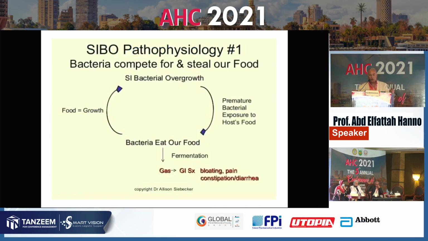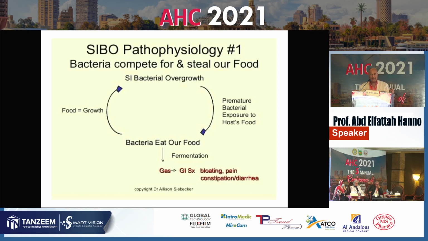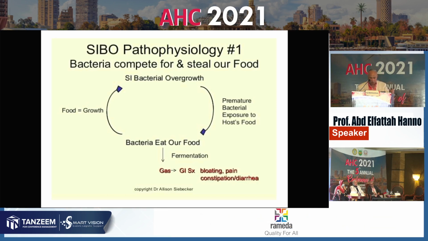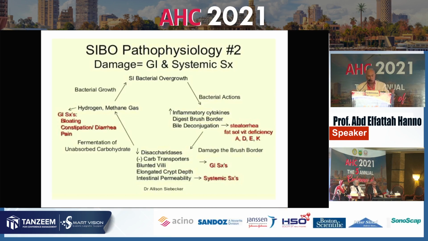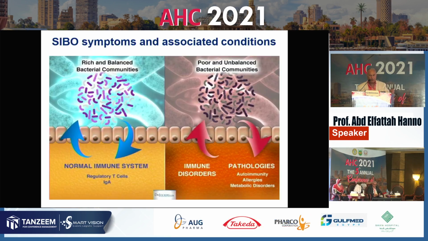And this cartoon represents the pathophysiology of bacteria which compete for and steal our food. This overgrowth of bacteria leads to fermentation and gas production, which more and more perpetuate the bacterial overgrowth. The action of bacteria, with the production of toxins, will impair the brush border of the small intestine, with deficiency of certain enzymes which are necessary for digestion and absorption of food, and the production of different gases which lead to the pathology in patients suffering from SIBO.